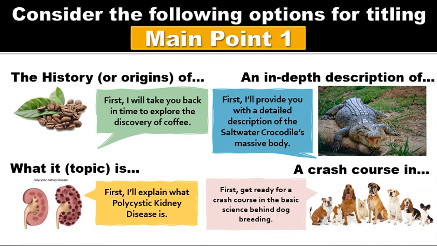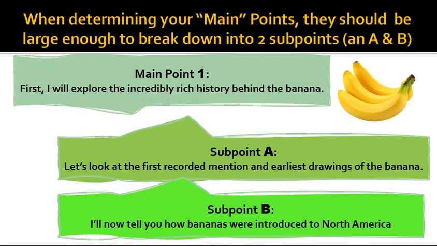All of these main point titles offer broad perspective and broad language for main point number 1. Let's take a second and look at the language behind main points, in the sense that main is a very important word. When determining your main points, they should be large enough to break down into 2 subpoints underneath them, subpoint A and subpoint B. Let's look at the example on the screen.